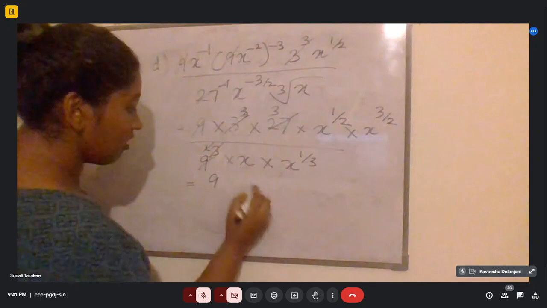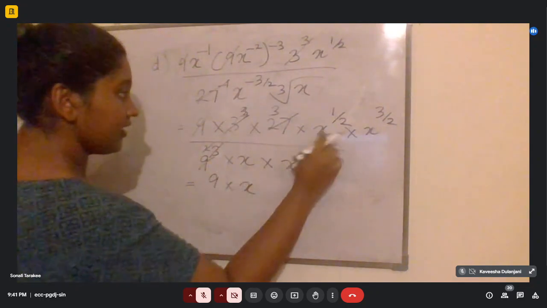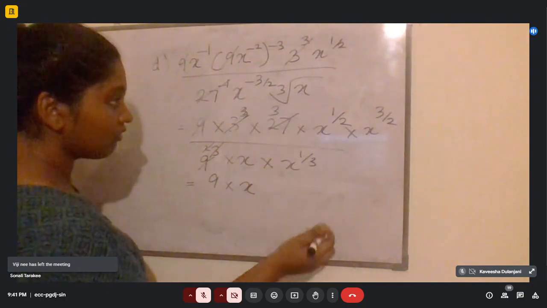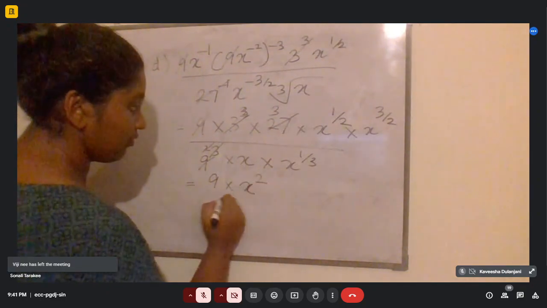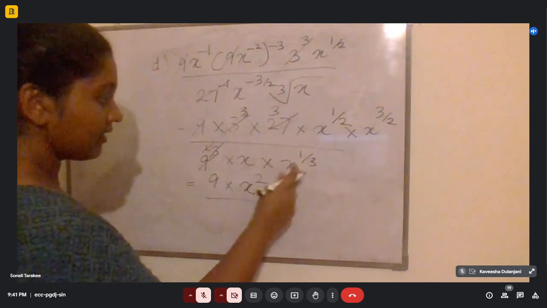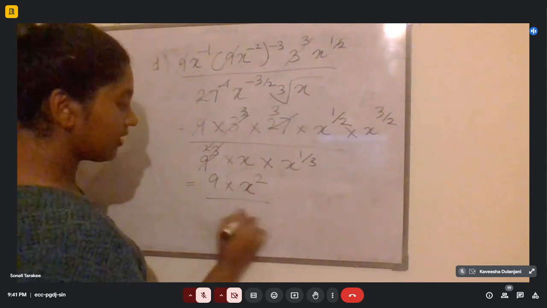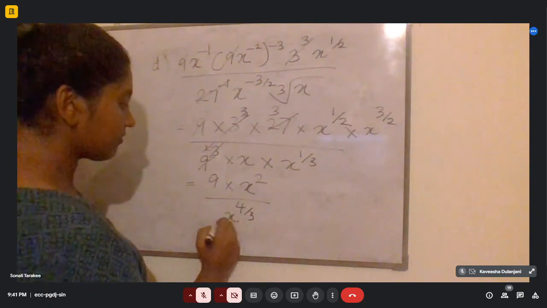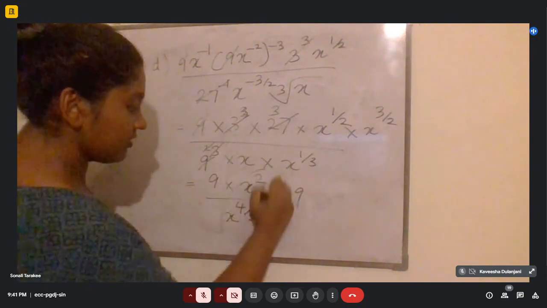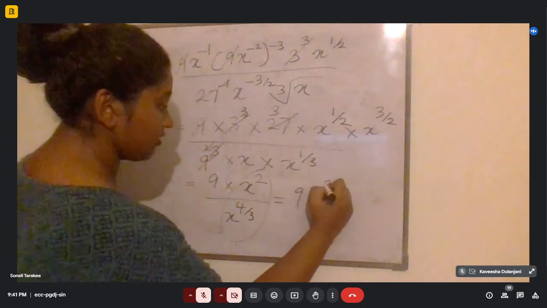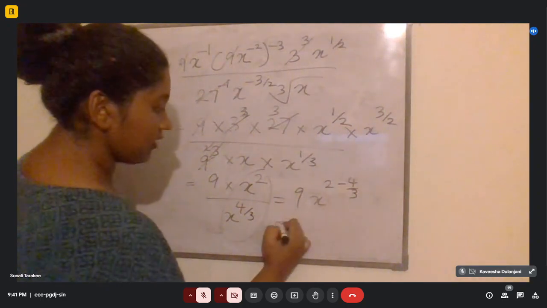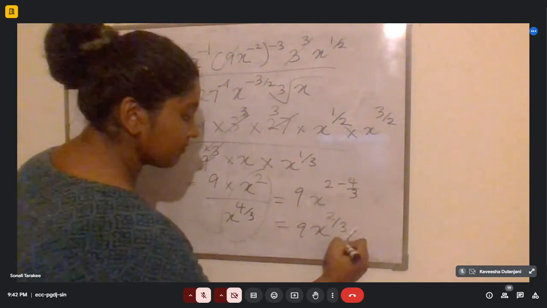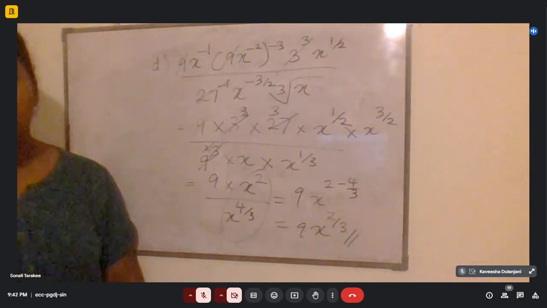And for the x values, you get x to the power. Here multiplication turns into addition. So half plus 3 over 2 means 4 over 2. Divide by 2, you get 2 over here, x to the power 1, x to the power 1 over 3. Then you get x to the power 4 over 3. Here division means subtraction. Then you can write x to the power 2 minus 4 over 3. Then you can write 9 x to the power 2 over 3. That's the answer.